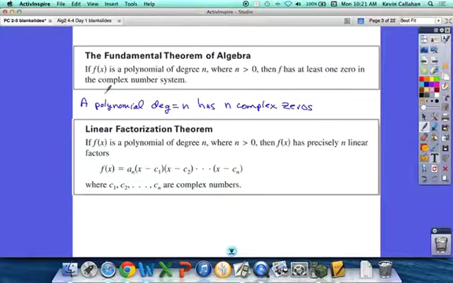We're not talking about real zeros. Real numbers are a subset of complex numbers. Some of our complex zeros will be real, some will be imaginary. They'll add up to whatever the degree is.